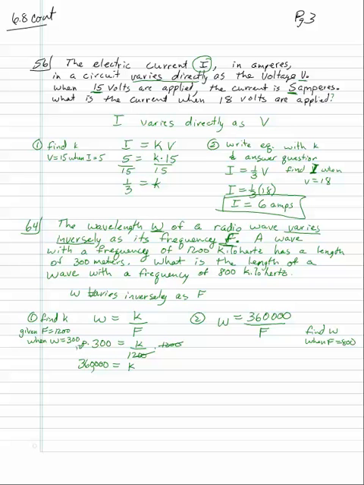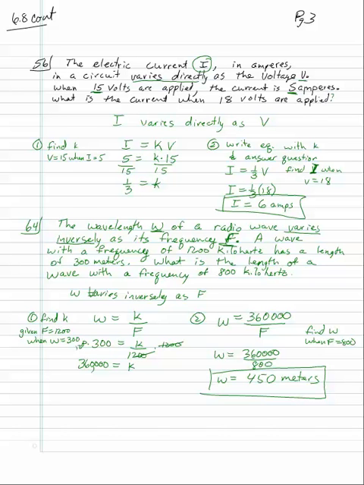So wavelength is W, so 360,000 divided by 800. Punch that in your calculator, and I get 450. So the wavelength is 450, what were these, meters? Yeah, meters. And we can answer the question.